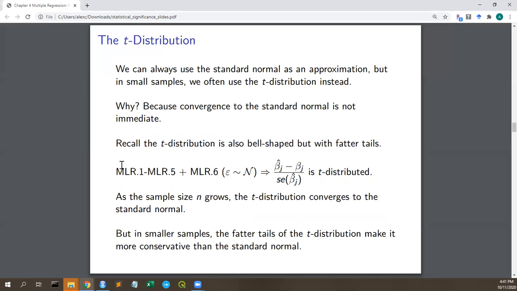So in small samples, this beta hat j minus the true beta j divided by the standard error is going to be t distributed. But as our n grows, we know that the t distribution is going to approximate or converge to the standard normal. But just for small samples, we have to use the t distribution. And there's no harm in using it forever, because once we get to a large sample size, it's no different. So we should just stick with it always.